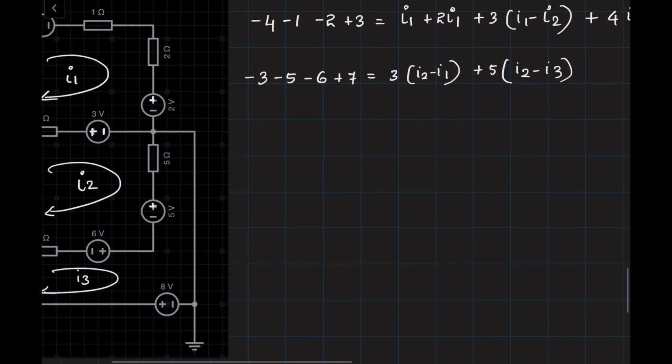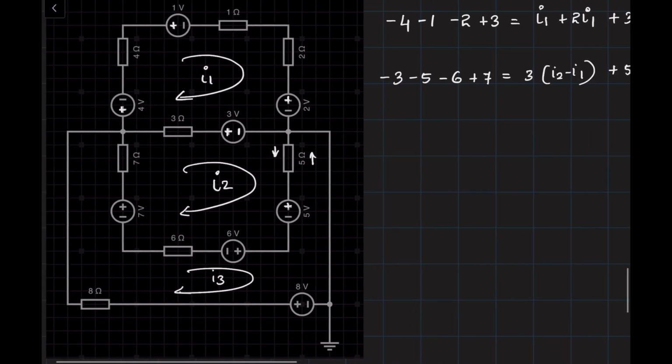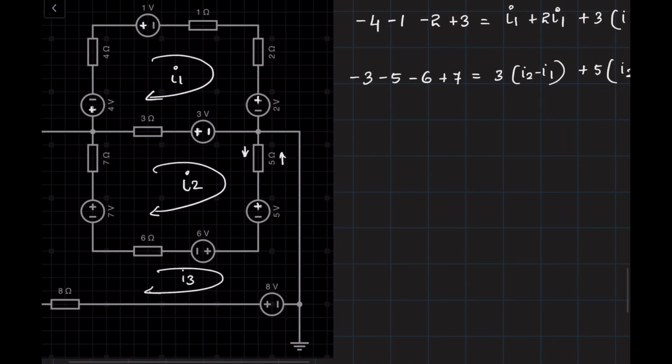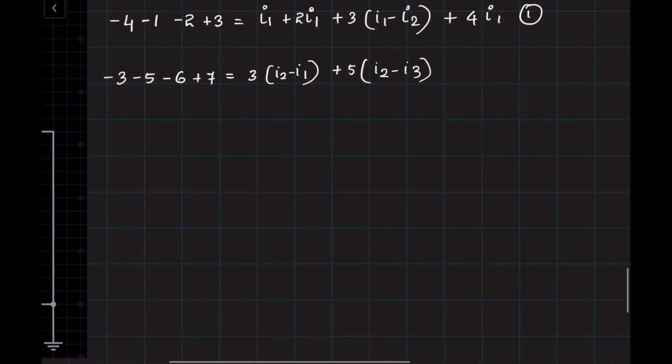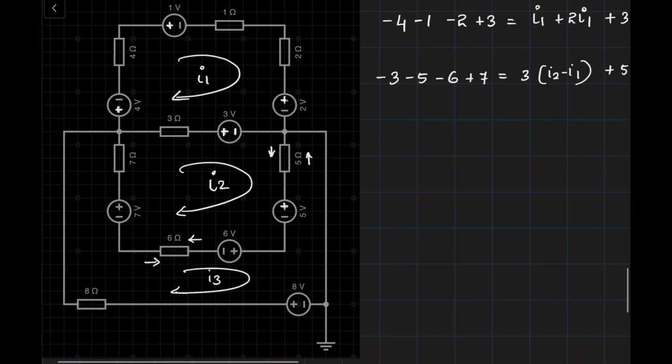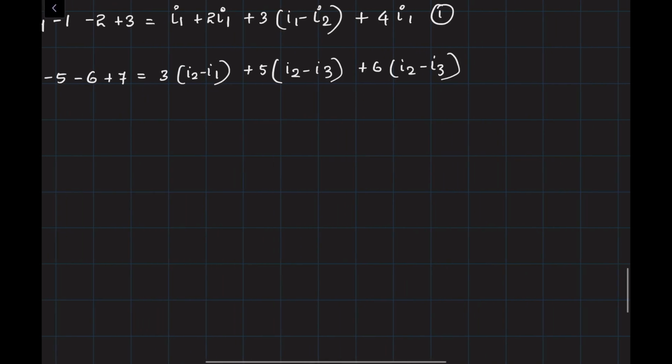There is a third loop. A part of the third loop is coming here, correct? So I2 minus I3. 5 into I2 minus I3. What about 6 ohm? Here also I2 minus I3, that is plus 6 into I2 minus I3. Then similarly for 7 ohm also, plus 7 into I2 minus I3, and that's our second equation.